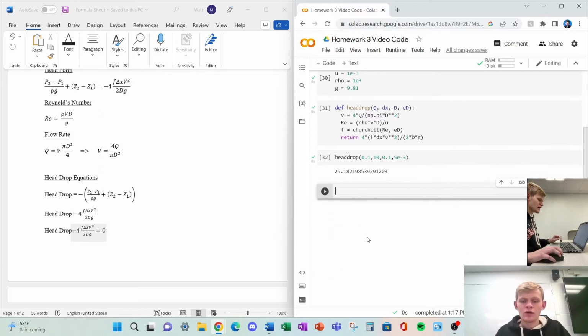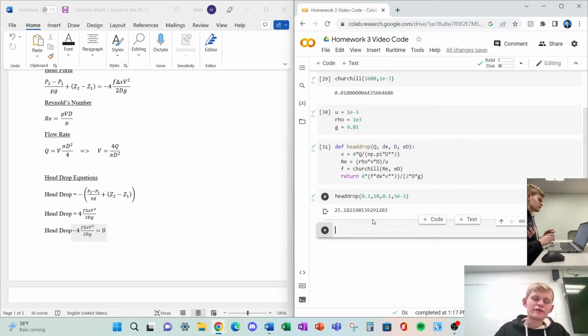And now, since we found our first part, we now need to find our flow rate given the head drop. So we're going to do something a little similar to what we did up here, except we're going to replace our flow rate value with our head drop value. So we're going to find a function for our flow with our given head drop with all of our other given parameters. So we have length of the pipe, diameter, and surface roughness.